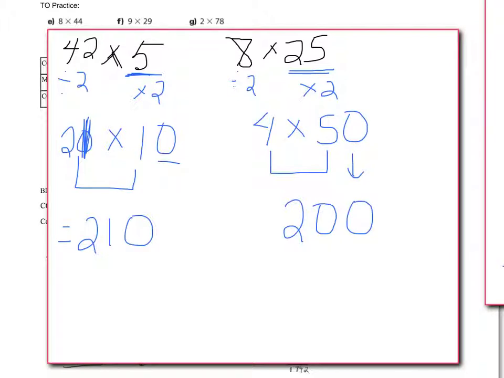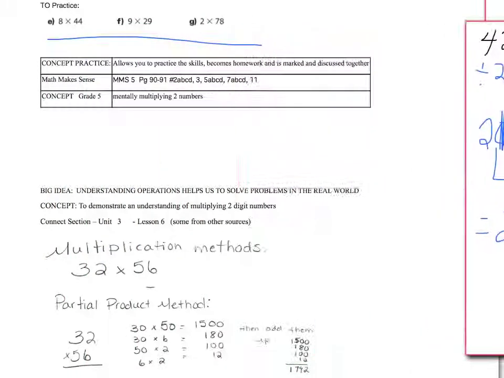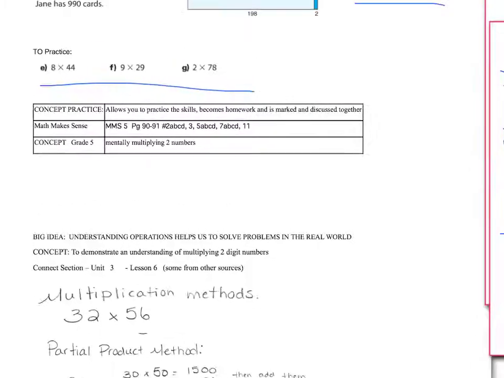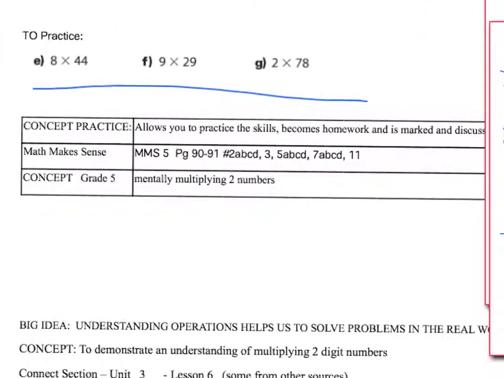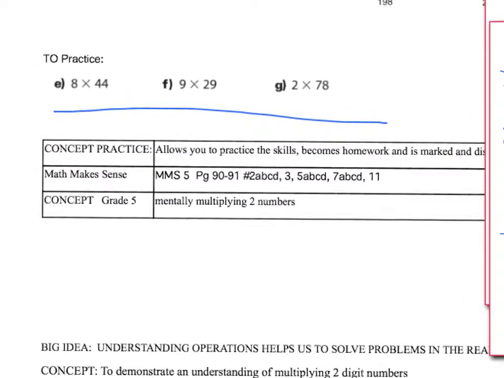So now you've had some practice with compensation and compatible numbers, and with doubling and halving with multiplying. Now you are going to go on to the concept practice. You are working on page 90 and 91. Notice the questions: 2A to D, 3, 5A to D, 7A to D, and 11. And this is mentally multiplying numbers.